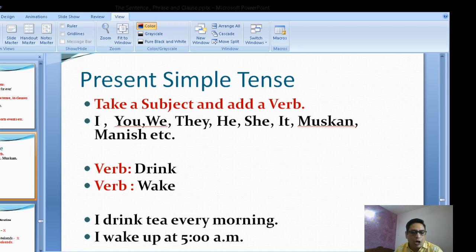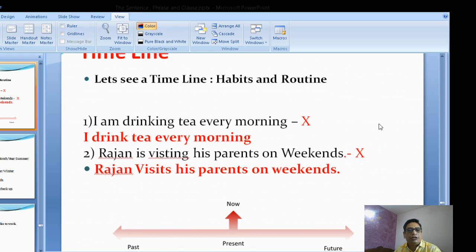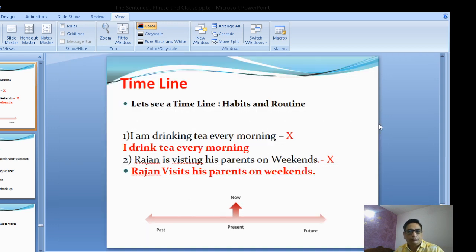All right. So now we come to the next part. We will be looking at a timeline. Now understand this timeline that is displayed over here. You can see it, right? At the bottom of the slide, it's the past, the present, and the future. Now here it is now. So what's happening right now is the present tense. Present tense is things happening at the moment. And this is the past tense and this is the future tense.